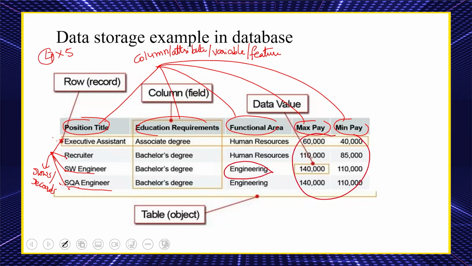Here we have 4 rows and 5 columns. Total is 20 data points. 1, 2, 3, 4, 5, 6, 7, 8, like that, 20 data points. So that's without including the header. 1, 2, 3. See, without including the header.